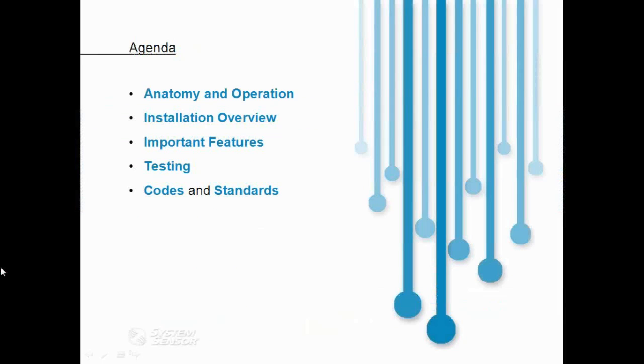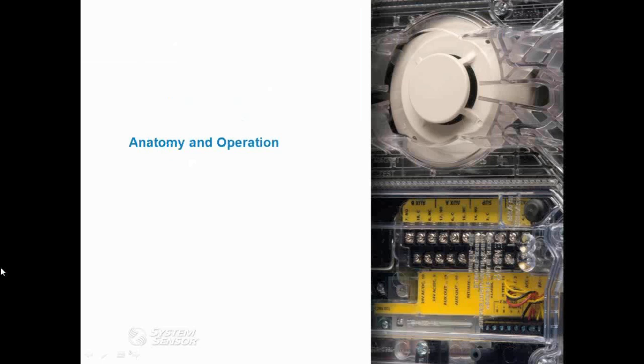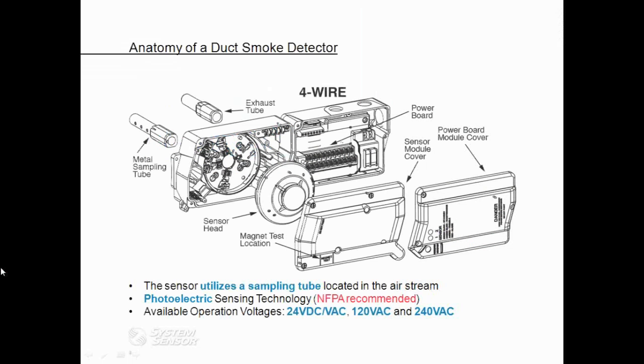The objective that will be covered in this webinar is first to walk through what a duct smoke detector is comprised of and the principal operation behind how they function. We will then talk about the installation of duct smoke detectors, different features that should be considered when choosing a duct smoke detector, and lastly, the testing requirements for duct smoke detectors. First up is the anatomy of a duct smoke detector.